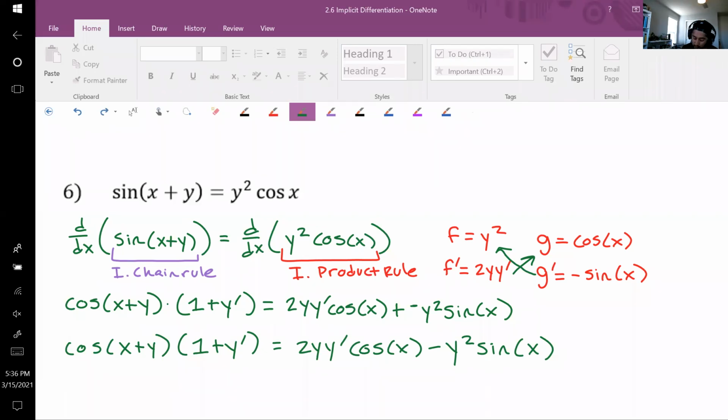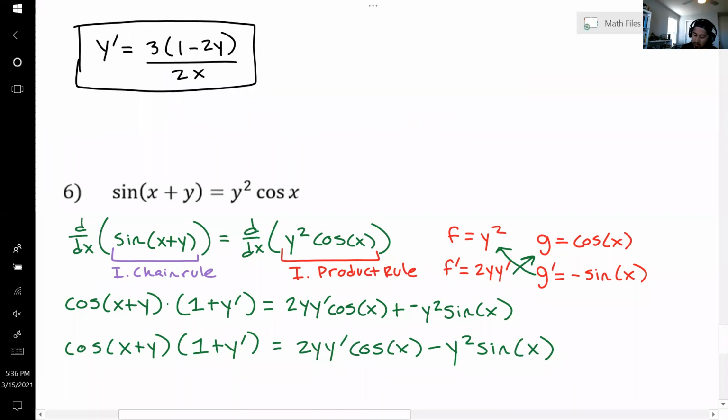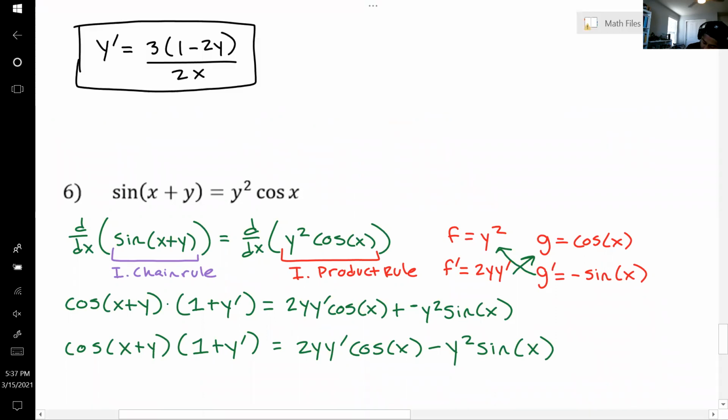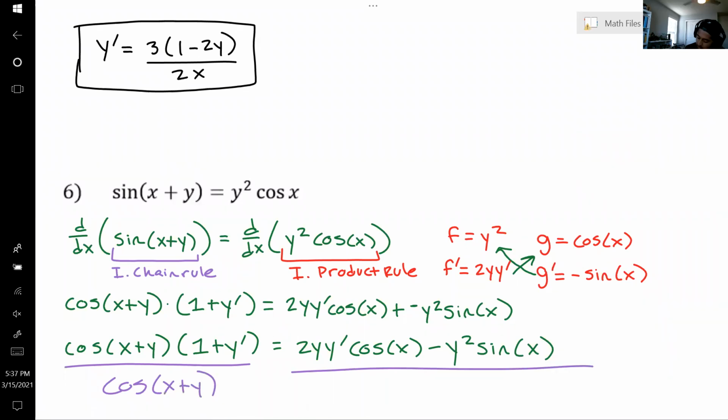How do we get this y prime? How do we get this y prime out of that parentheses? Divide by cosine of x plus y. Let's see. So if I divide by cosine of x plus y, what does that do to the y prime on my right side?